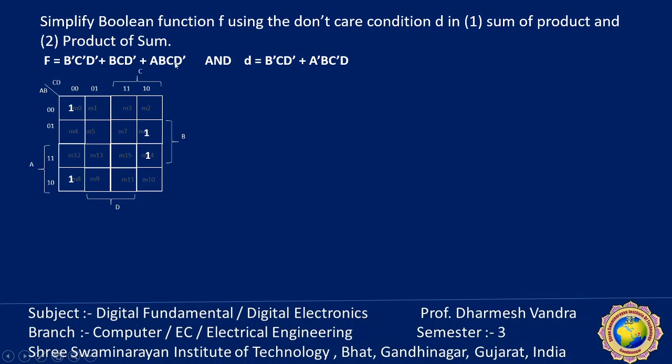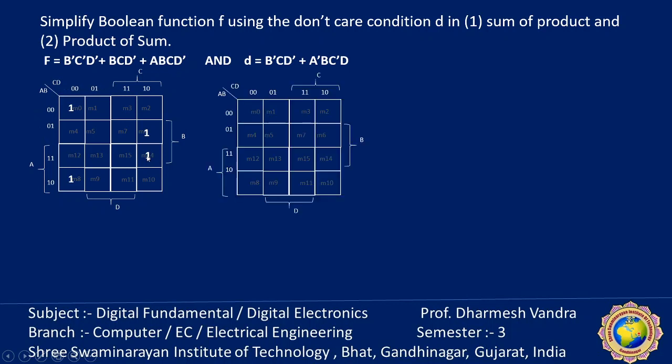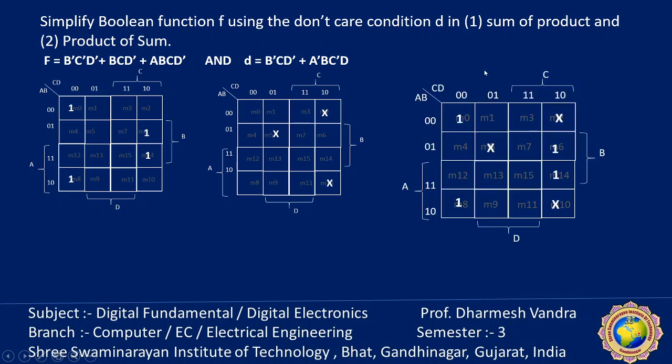Next is A, B, C, D dash: 1, 1, 1, 0. So M14 again is there. Okay, so it includes 4 minterms. Now don't care condition B dash, C, D dash, and A dash, B, C dash, D: 0101, M5 is there. So total we obtained 4 minterms and 3 don't care conditions.